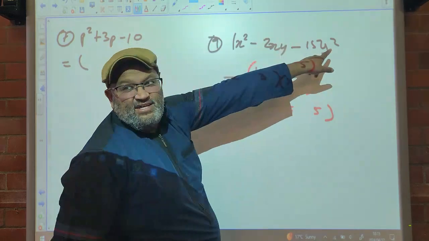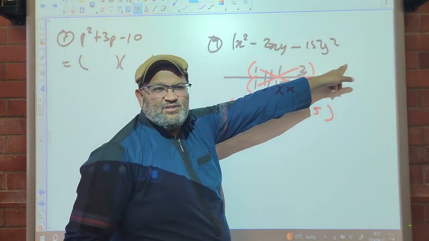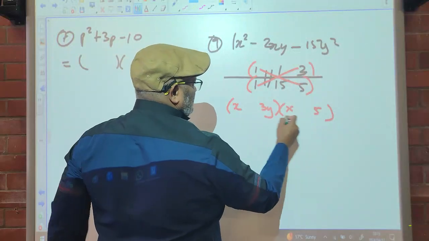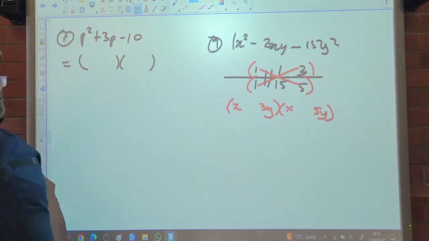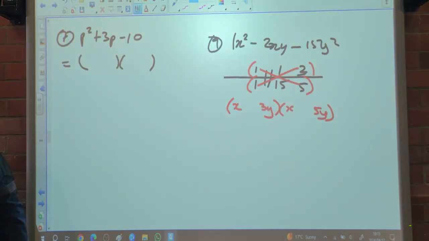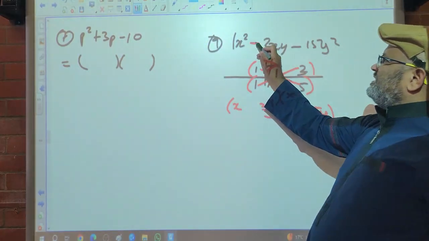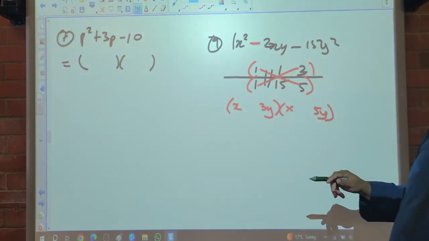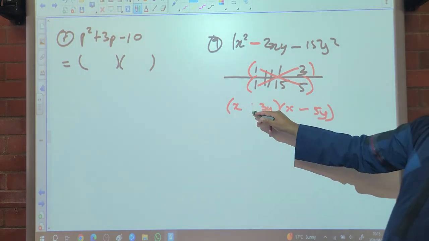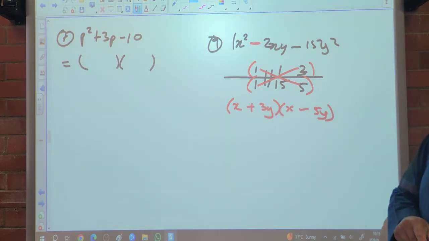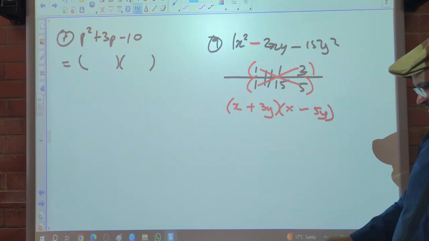But what do you notice here? There's a y squared at the back. Can you see that? So there goes a y and a y. What about our signs? Same sign or opposite signs? Opposite signs. So the bigger product takes the sign of the middle term, which is minus. So it's going to be minus 5y and plus 3y.